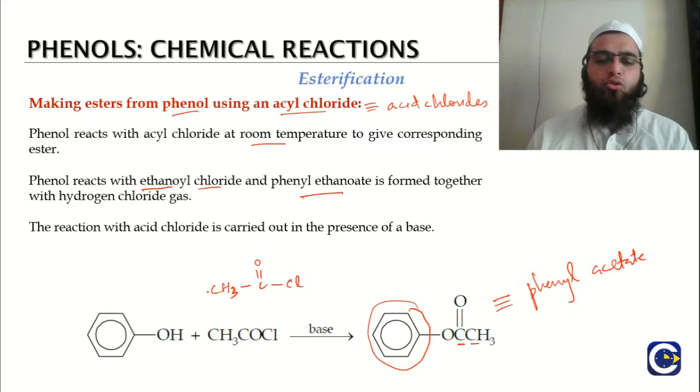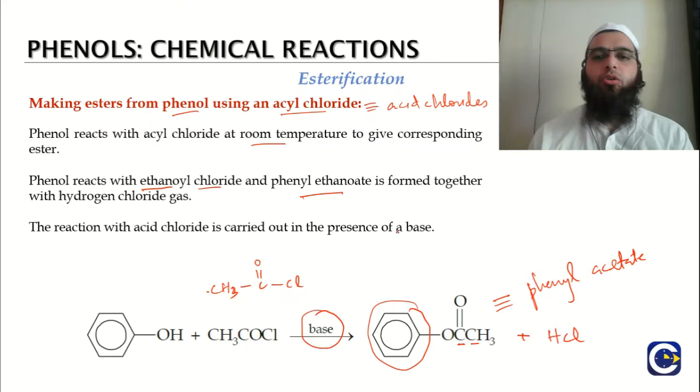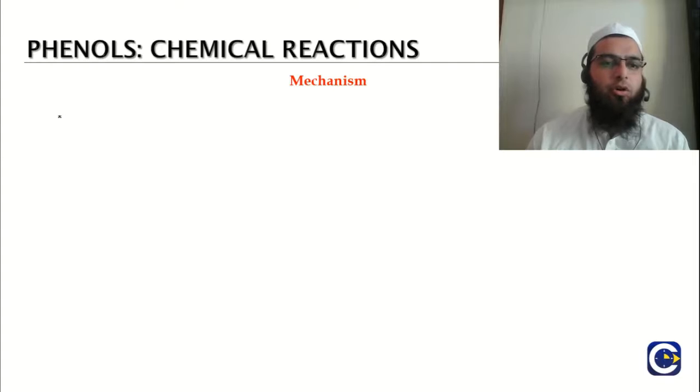This reaction is carried out in a basic medium. We use a base for the reaction; the base abstracts the proton from the phenol, and we get the corresponding ester. In this case, we also get hydrochloric acid as a byproduct. The reaction is simple, and we will look at its mechanism. We have a phenol, O, and this is the H.